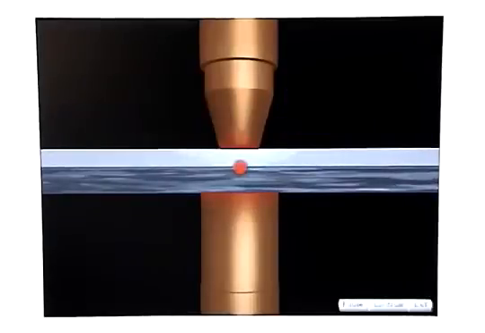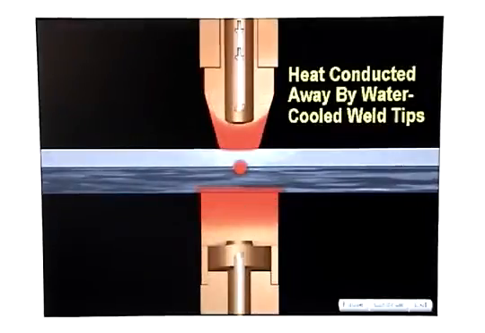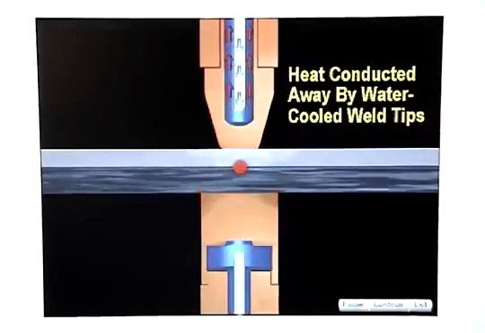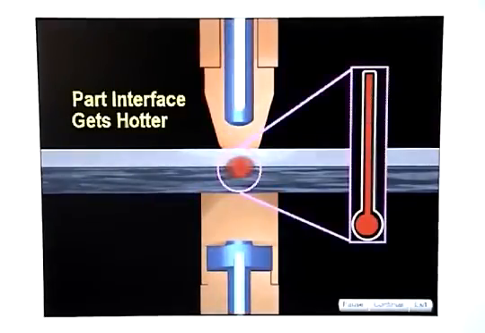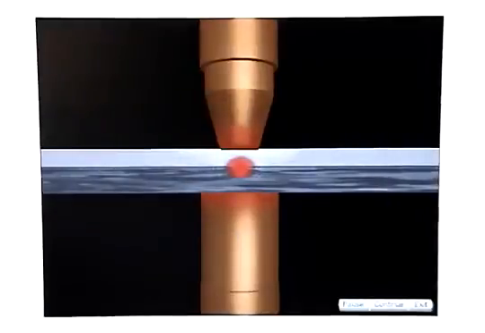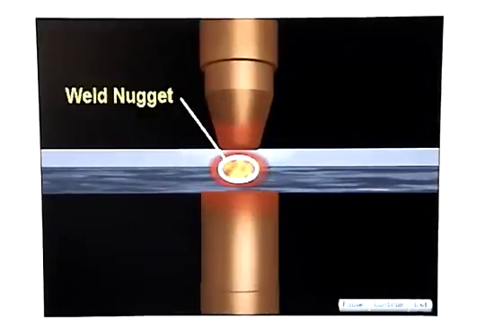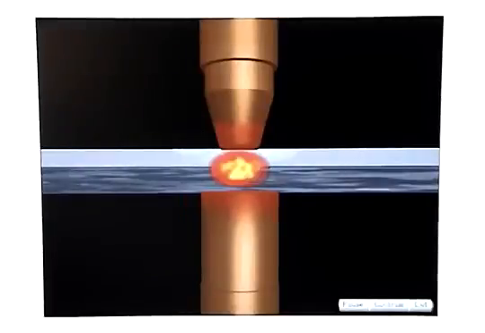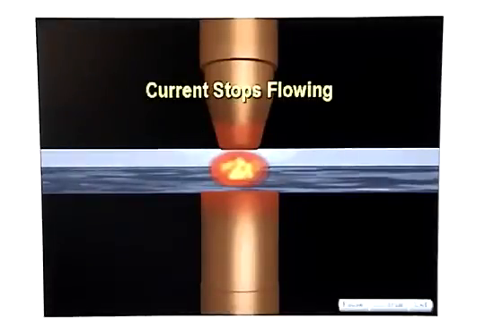The heat at the weld tip interface is conducted away by the water-cooled weld tips, while the part interface continues to get hotter and hotter. About halfway through the weld time, the metal at the part interface begins to melt, then a weld nugget is formed. When the weld time is complete, the current stops flowing.